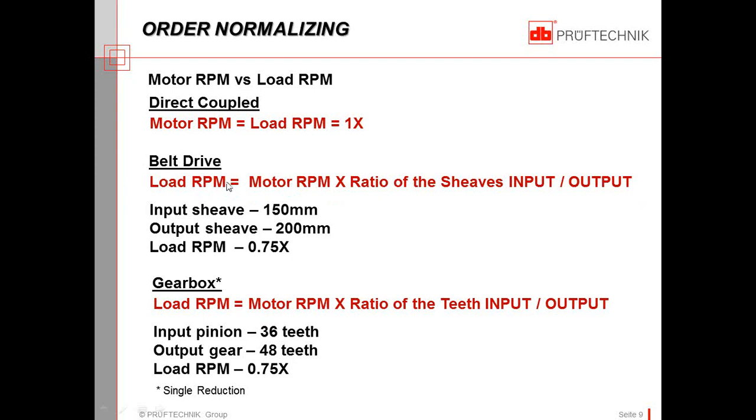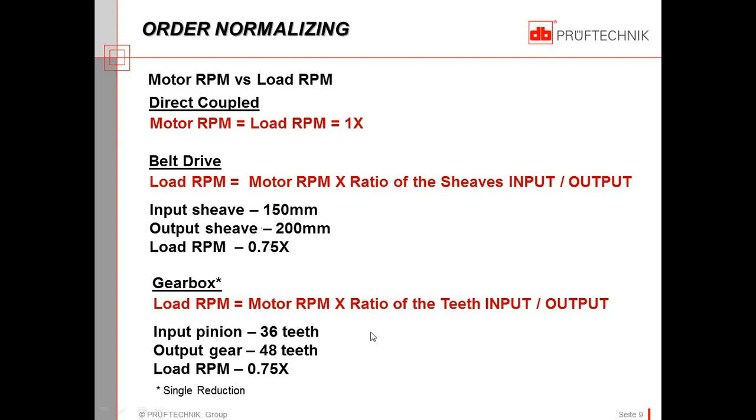exactly the load RPM. But this ratio right here, that is the input sheave diameter to the output sheave diameter, in my example is 0.75. So the load components in the spectrum will be at multiples of 0.75x.